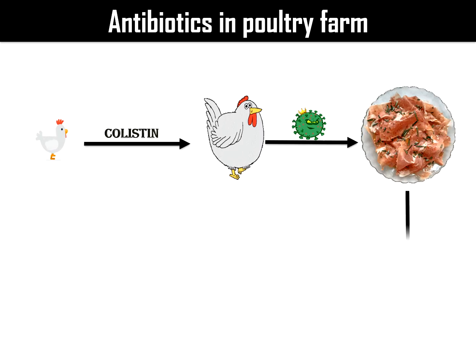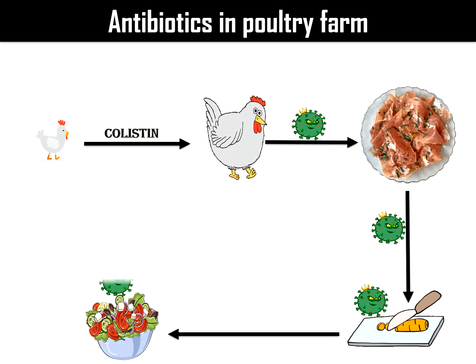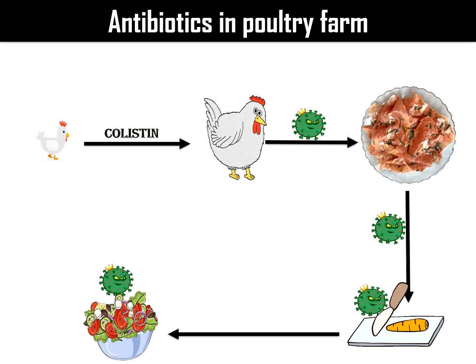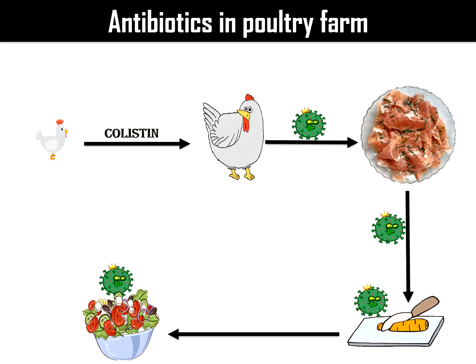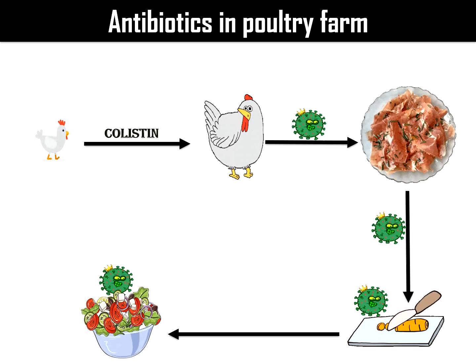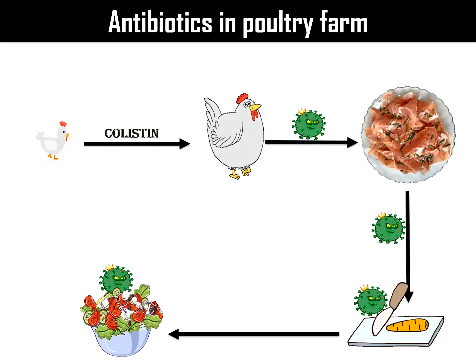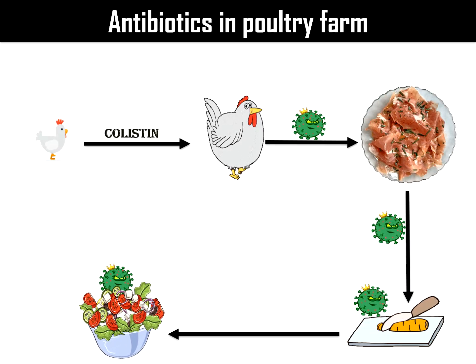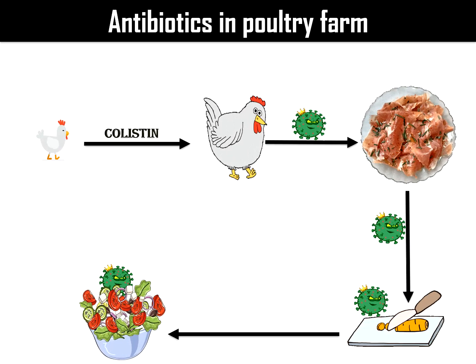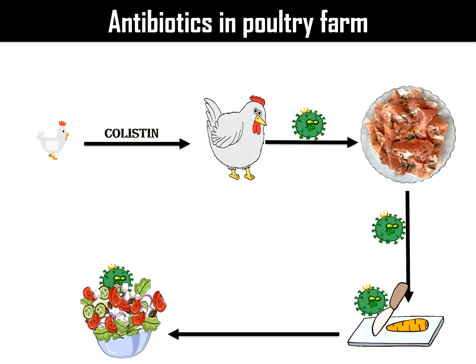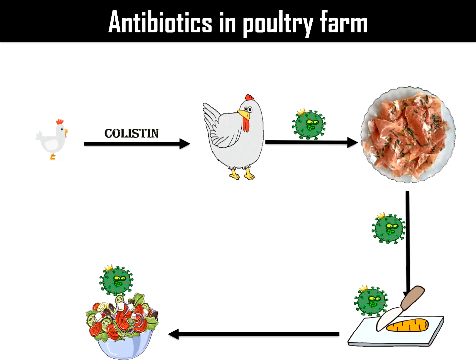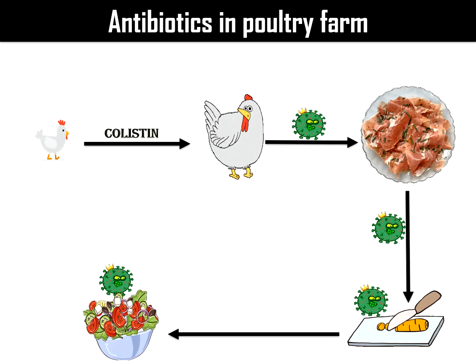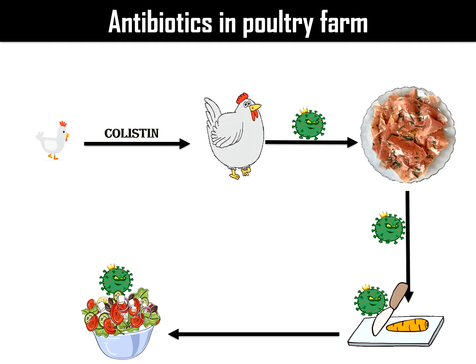Another cause is increased antibiotic use in poultry farms. What happens? The poultry farms use an antibiotic named colistin, which is a reserved antibiotic. This antibiotic is used to boost the growth of chicken in a short course of time. So when colistin is administered to these chickens, they already harbor colistin-resistant organisms in their gut.